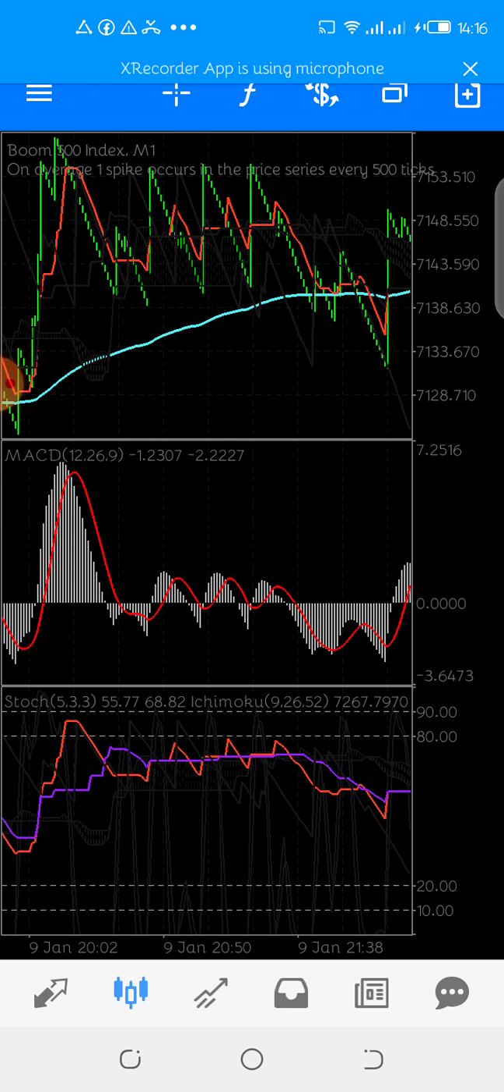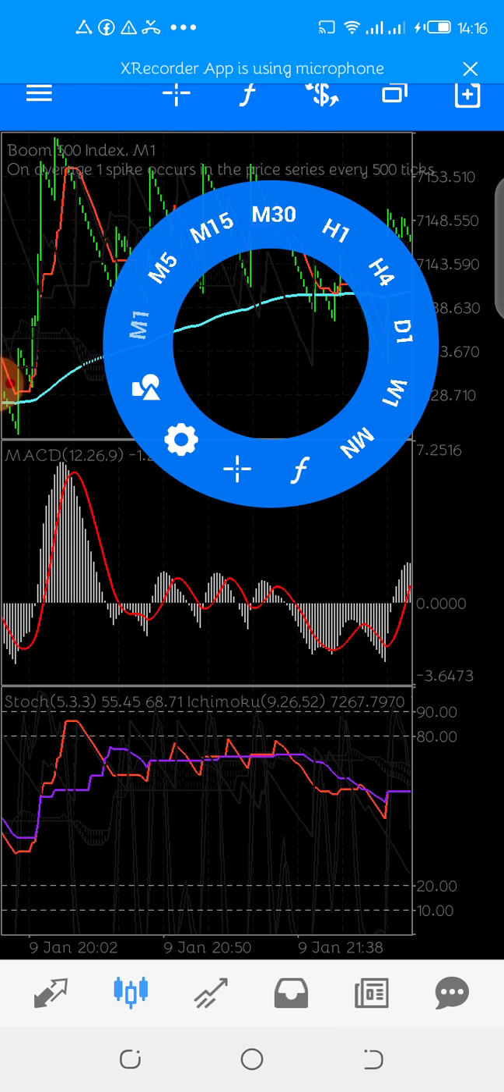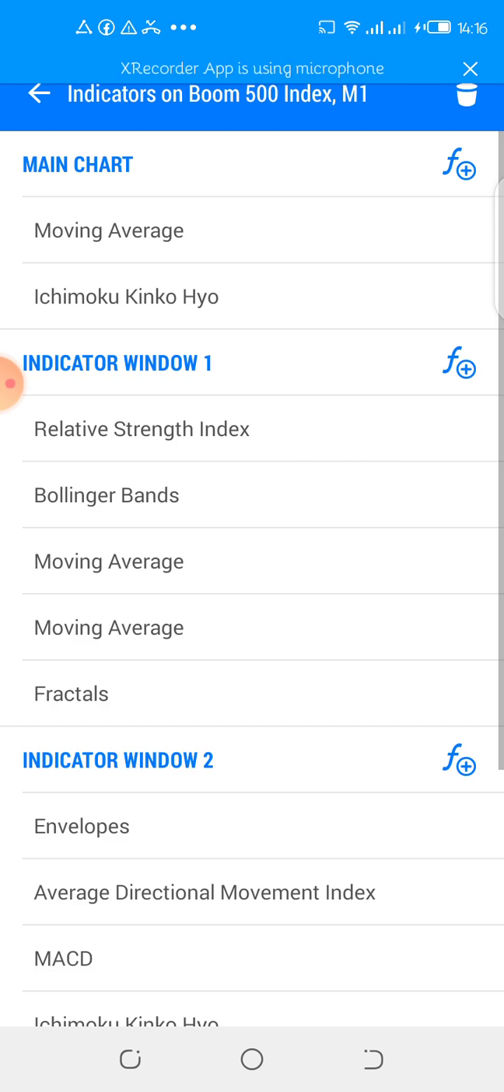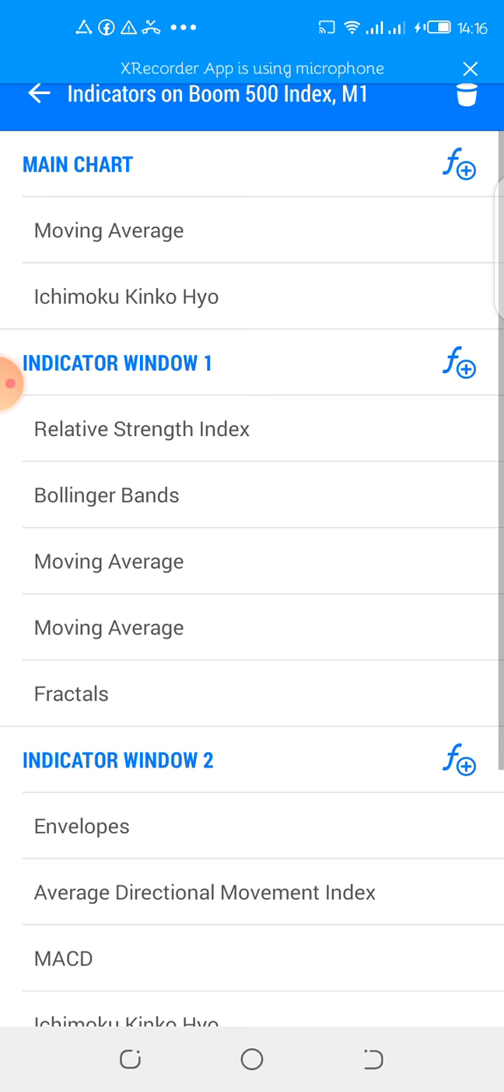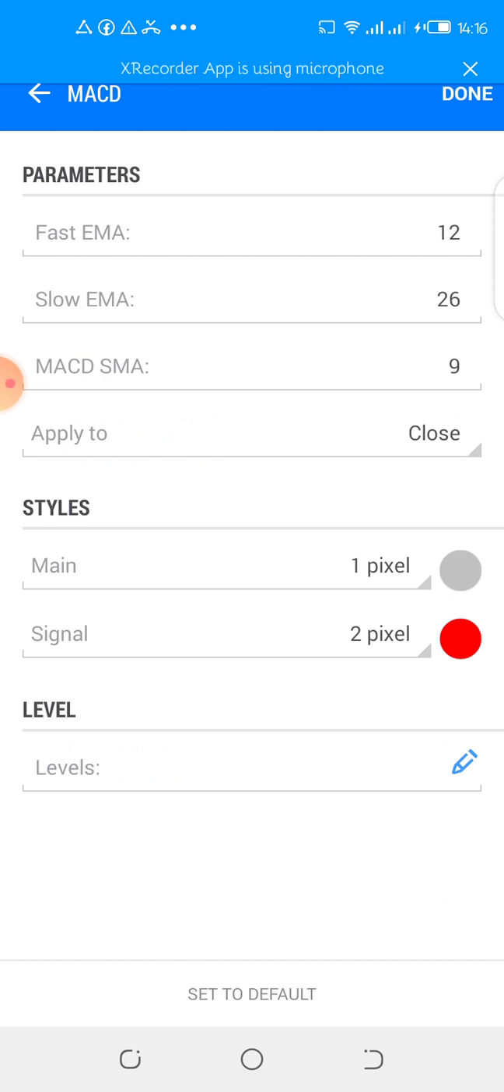So ignore what is happening on the main chart. What you just need to get from the main chart itself is the moving average 200, this here. So moving average 200, exponential, applied to close. That is what is on the moving average. And then we also have the MACD at default 12, 26, 9 applied to close.